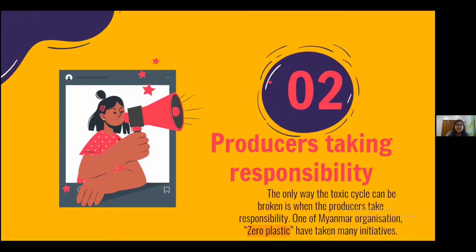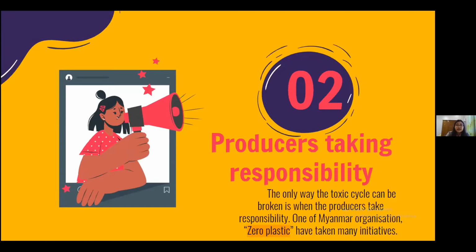The second is producers taking responsibility. This is also one of the biggest solutions that I can find, because producers taking responsibility is the only way the toxic cycle can be broken. Because if the producers take responsibility, further toxic substances won't end up in rivers and lakes.